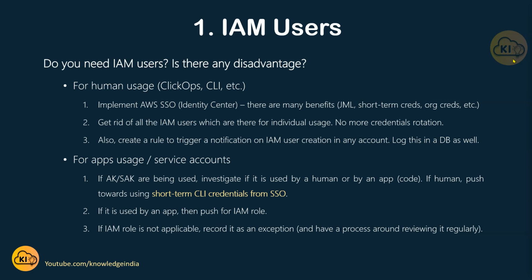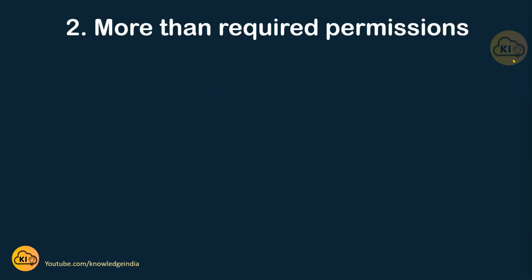Now, if you go ahead and follow this path, you should be able to reduce the number of IAM users to a very small number. You should be able to bring it down considerably. You might be able to bring it down to even 0. All right. The next one is about more than required permissions. Why does that happen? In any enterprise, if you go ahead and see, this happens because a thorough profiling exercise is generally skipped.